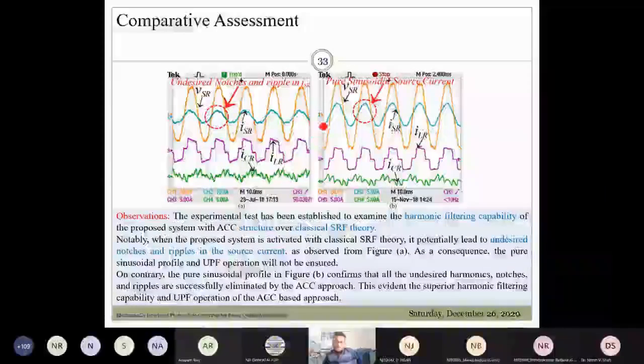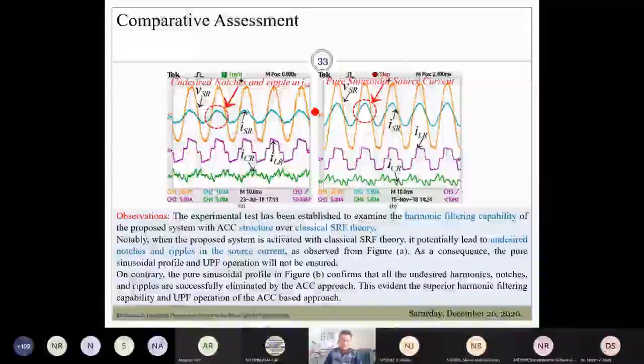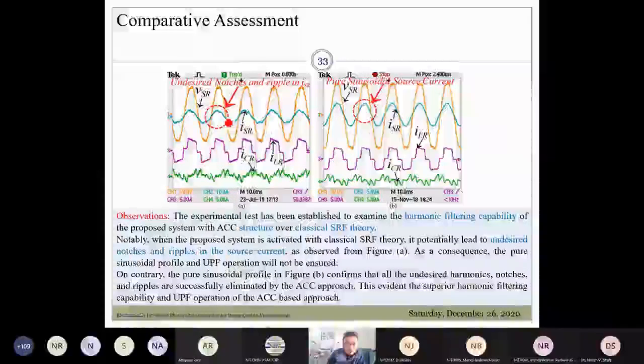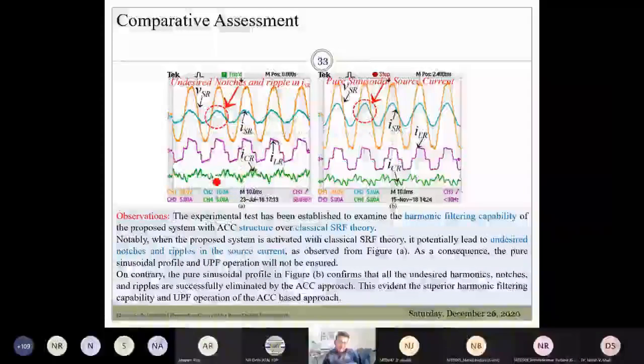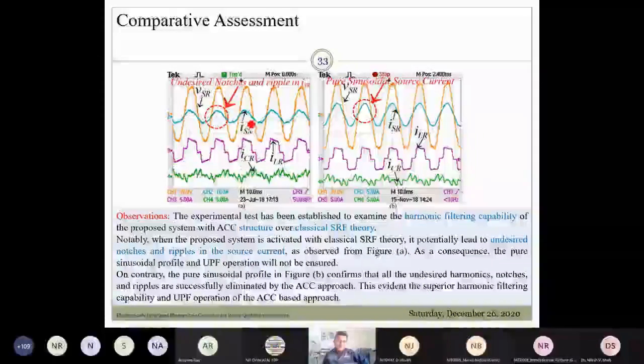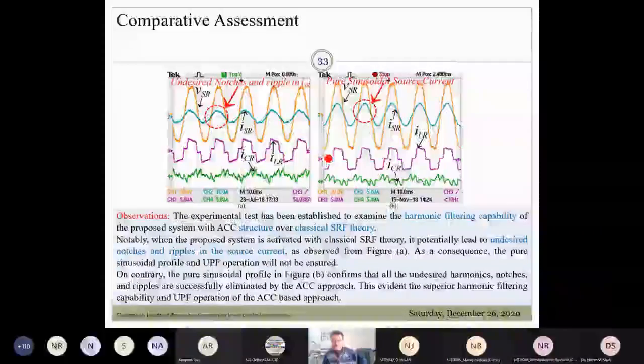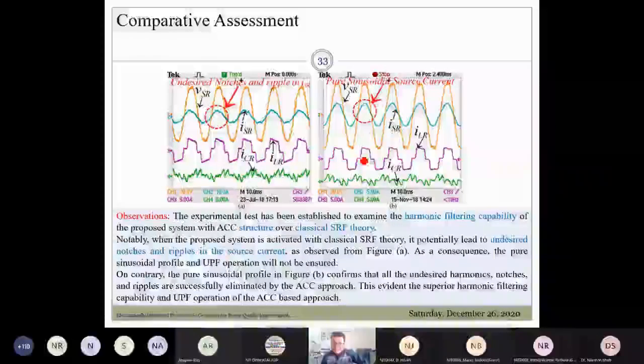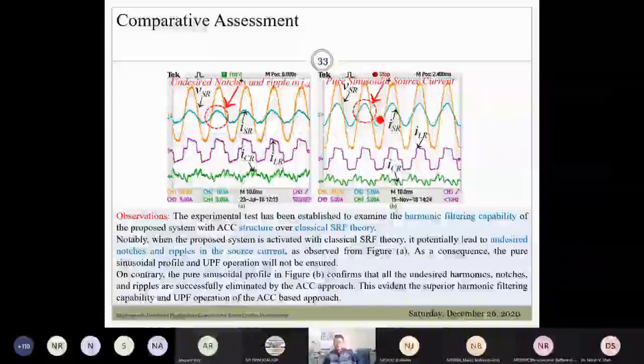So what is the observation in aspects of this active harmonic filtering? When the conventional synchronous reference frame theory is employed, the grid current is observed to be distorted. It has distortions and notches in the grid current, because it fails to generate the accurate compensating current, which results in inaccurate harmonic filtering.